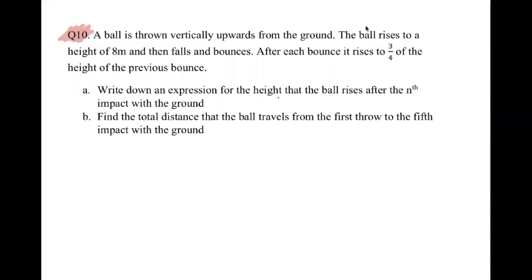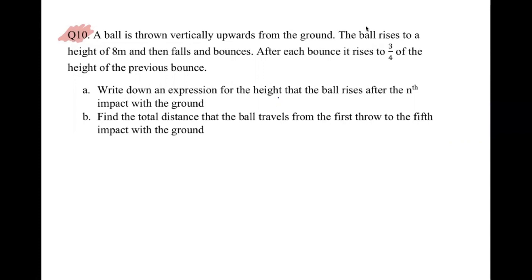A ball is thrown vertically upwards from the ground. The ball rises to a height of 8 meters and then falls and bounces. After each bounce, it rises to 3/4 of the height of the previous bounce. Write down an expression for the height that the ball rises after the nth impact with the ground.